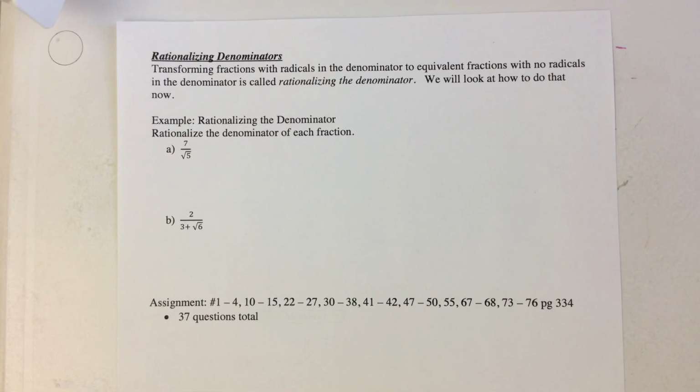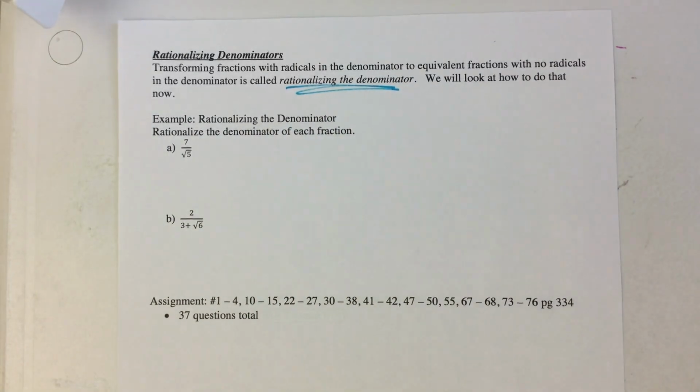Last little idea for 5.1, transforming fractions with radicals in the denominator to equivalent fractions with no radicals in the denominator is called rationalizing the denominator. Now I know that's super wordy, okay? So here's the short of it.